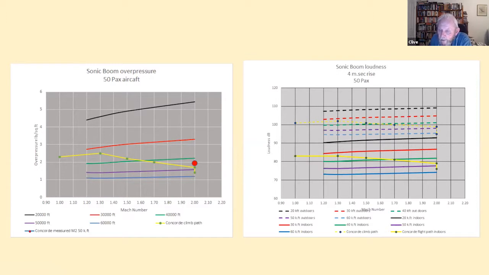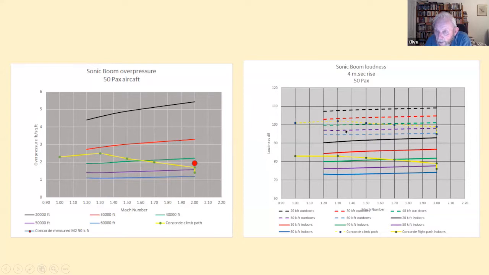It turned out that the thing is actually quite critically dependent on the rise time of the booms, and also dependent on where you are. If you're outdoors, you get a quite different level to if you're indoors with the windows closed, for example. I found that 1.5 pounds per square foot, which is claimed as a 75 dB loudness, actually depends on you being indoors with the windows shut. If you happen to be outdoors, then it's 95 dB, which is a very different kettle of fish.